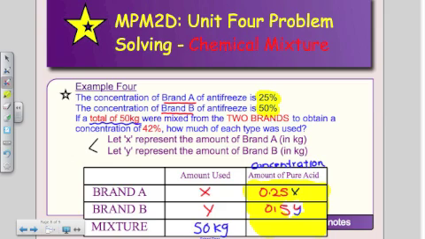Since I know that the mixture is going to have a concentration of 42%, and I know the amount of the mixture, unlike for brand A and brand B, I actually know how much of the mixture I have. What I need to do to solve for the total is take my 50 kilograms and multiply it by the concentration, 0.42. And that's going to give me a total amount of 21 kilograms.